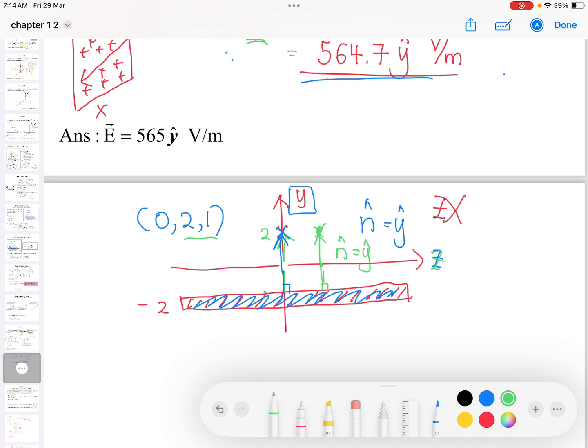So you don't need to do 2. You just use either z or x. But this one, you must fix to be y, because your plane is located at the position of y.